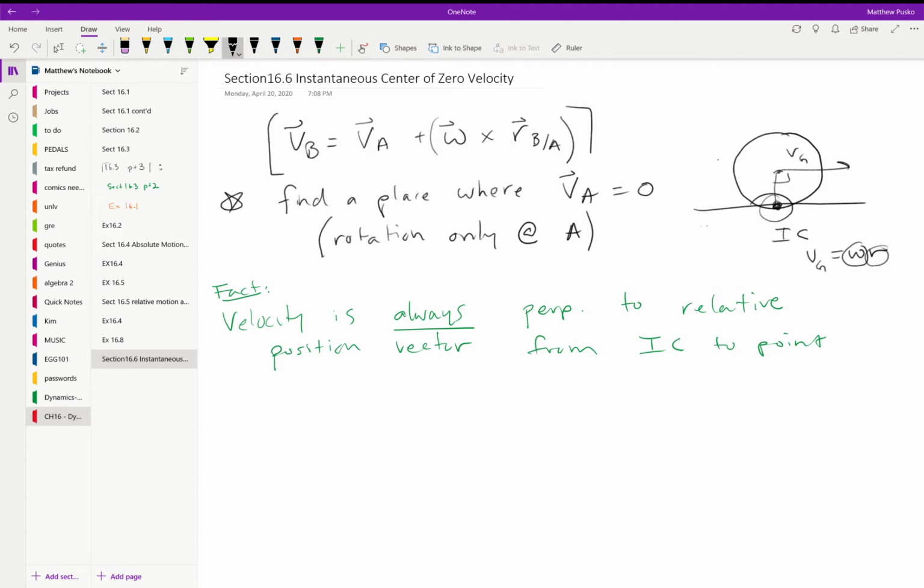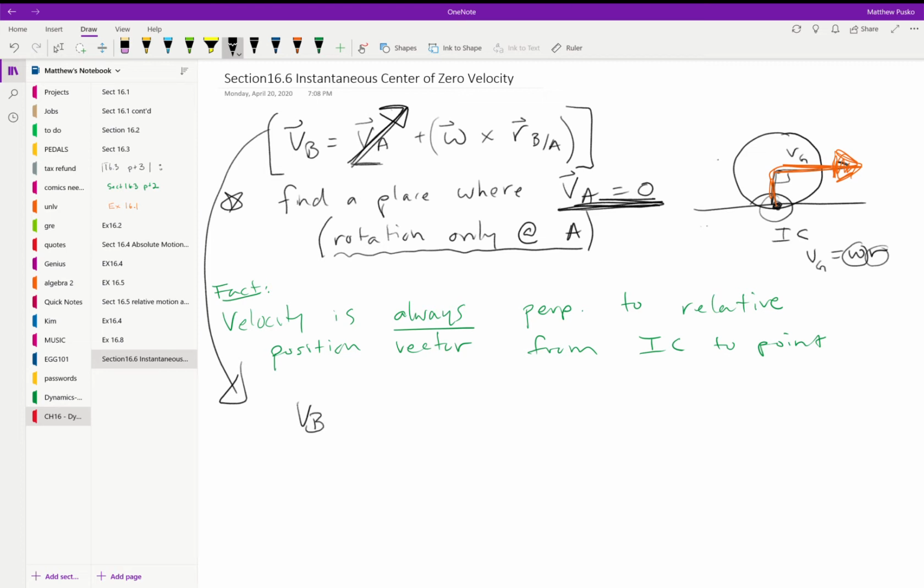So we normally have this equation right here where velocity of B is equal to the velocity of A, this is our translational, plus omega crossed r. Well, if we can eliminate the translational portion and find a place where the velocity at A is equal to 0, then we only have a rotation about A. Alright, so we're going to use the fact that the velocity is always perpendicular to the relative position vector from IC to the point, and that's like this thing right here, right? Those are perpendicular to each other. So if we eliminate velocity A, we can just reduce this down to the velocity of B is equal to omega crossed r of B with respect to C, or the instantaneous center.